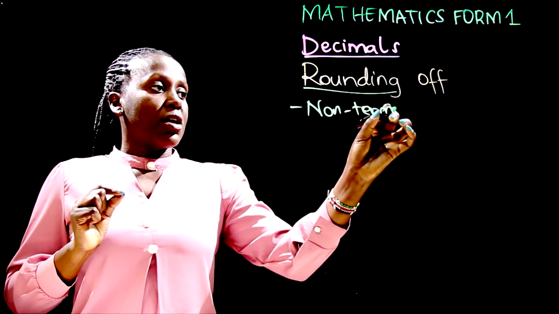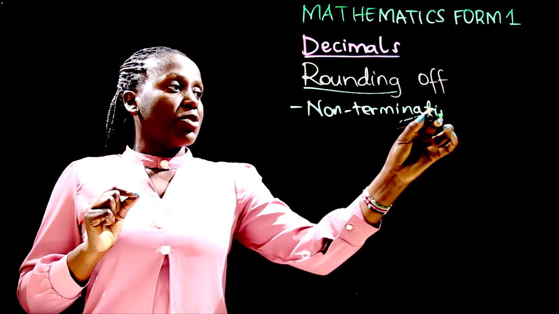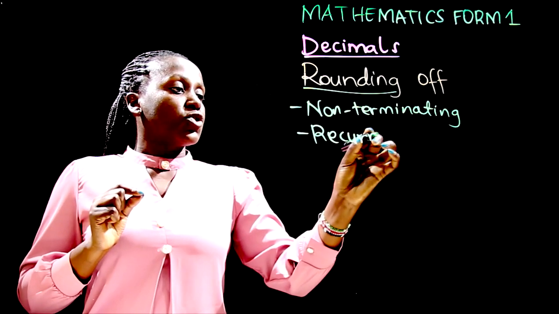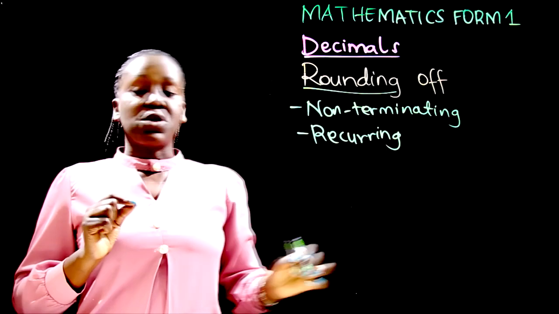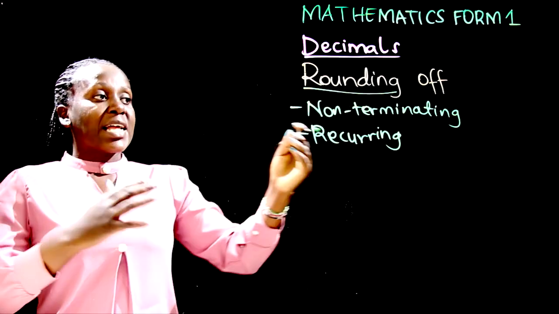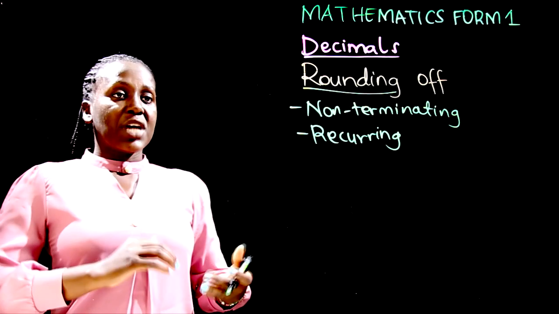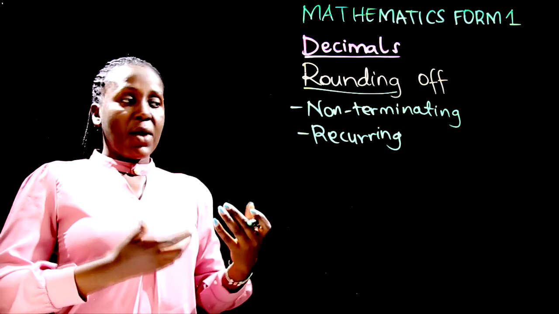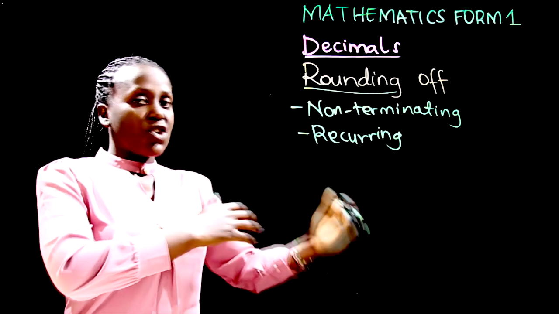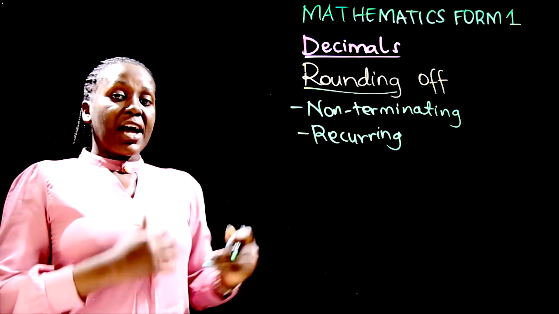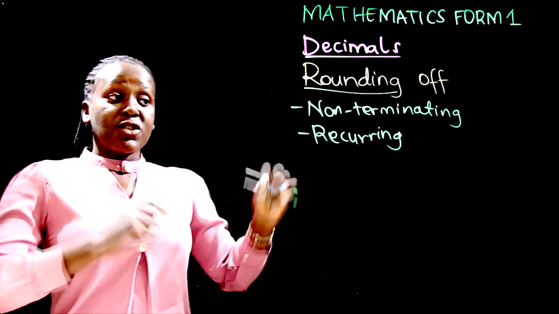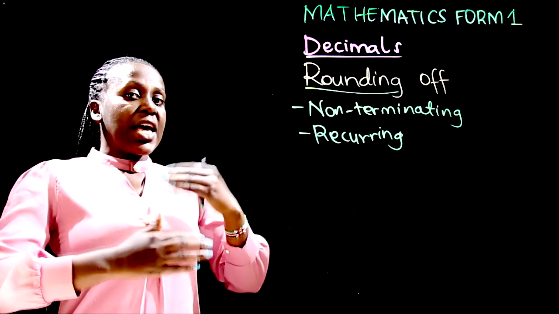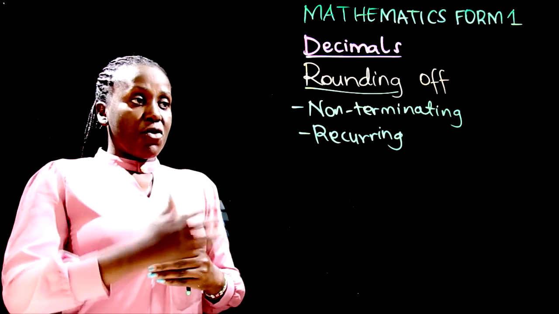non-terminating decimals, or they are recurring. So we mentioned these decimals in the previous video. Non-terminating decimals are the decimals you get that never end. If you divide a number by another one, you get a decimal that is not coming to an end. And then a recurring decimal is one that is also not coming to an end, but maybe there's one or two numbers that are being repeated over and over.